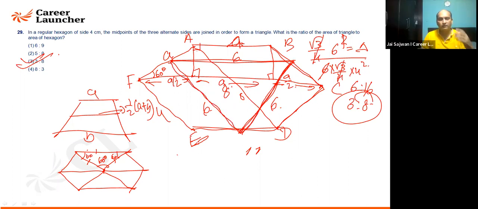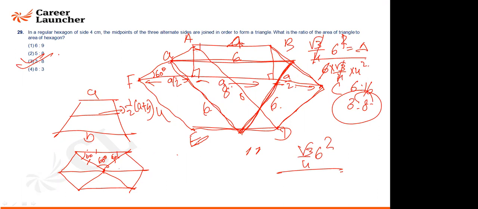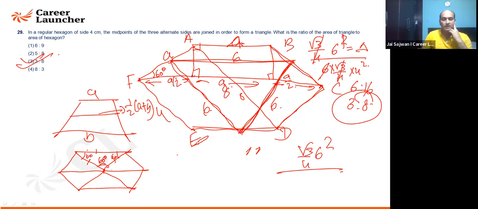What is the area of an equilateral triangle with side 6? Root 3 by 4, 6 square. Do you agree? ठीक है, got it. अच्छा, फिर सबको center पे connect कर दिया. There are 6 equilateral triangles with side equal to 4.